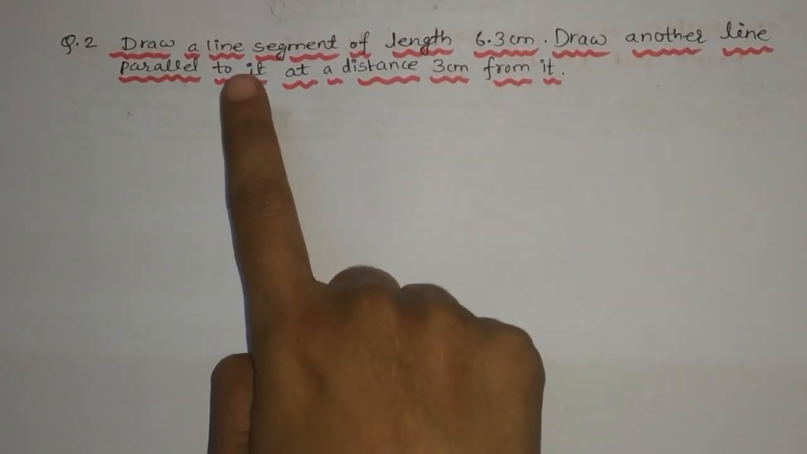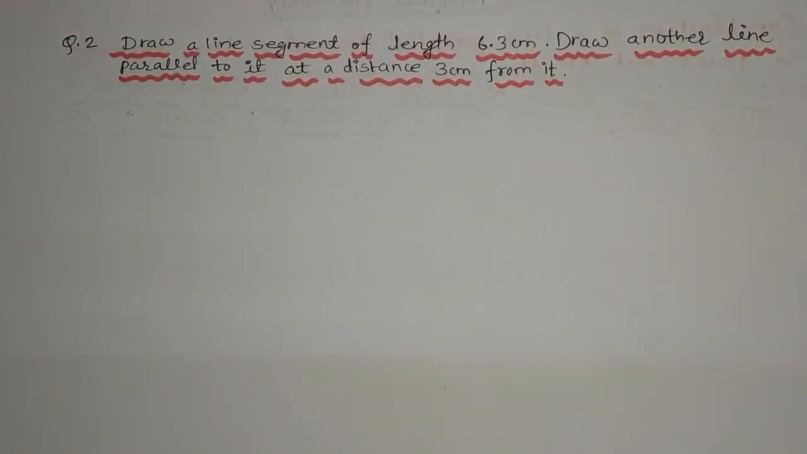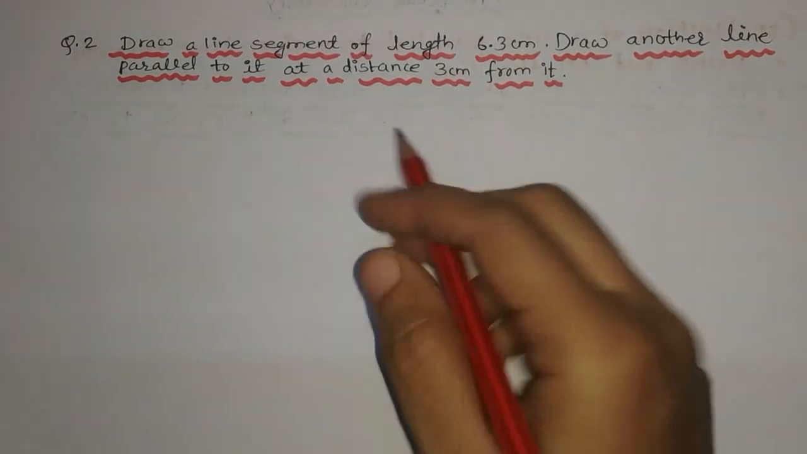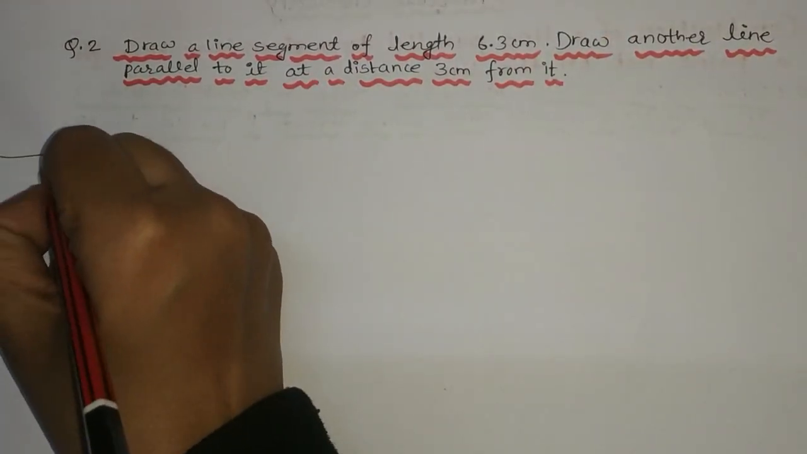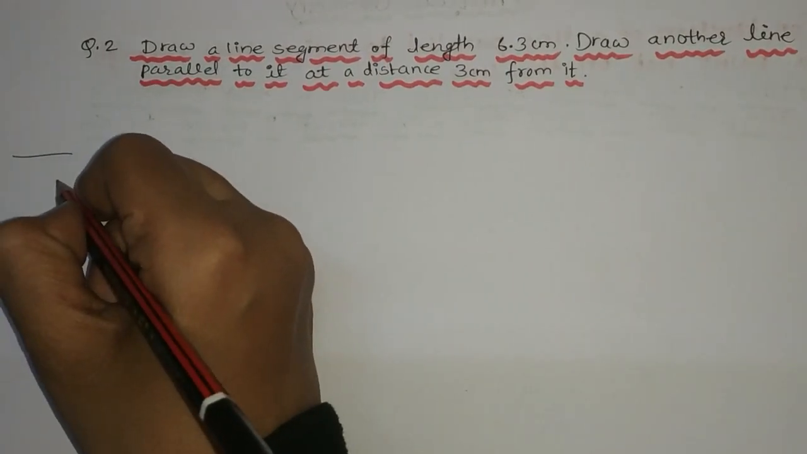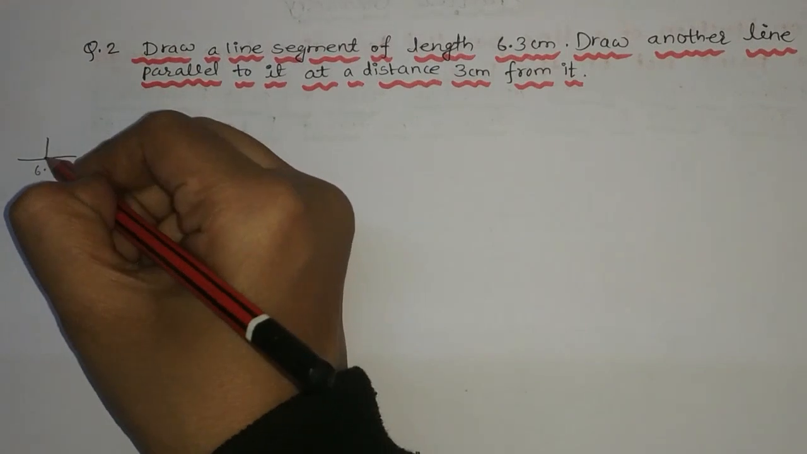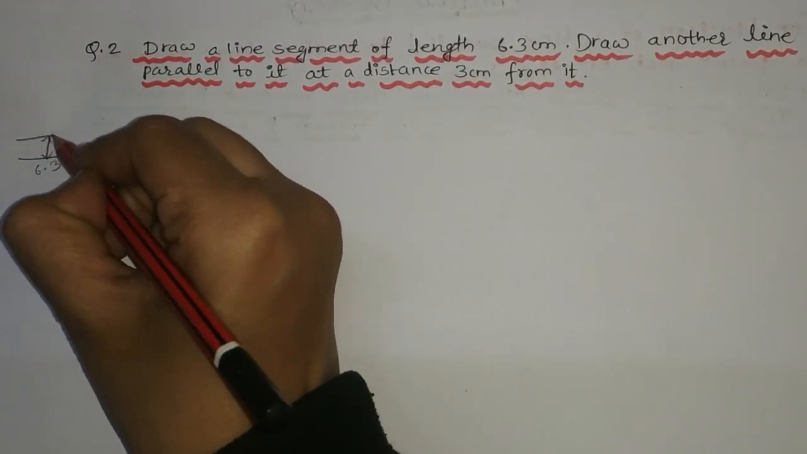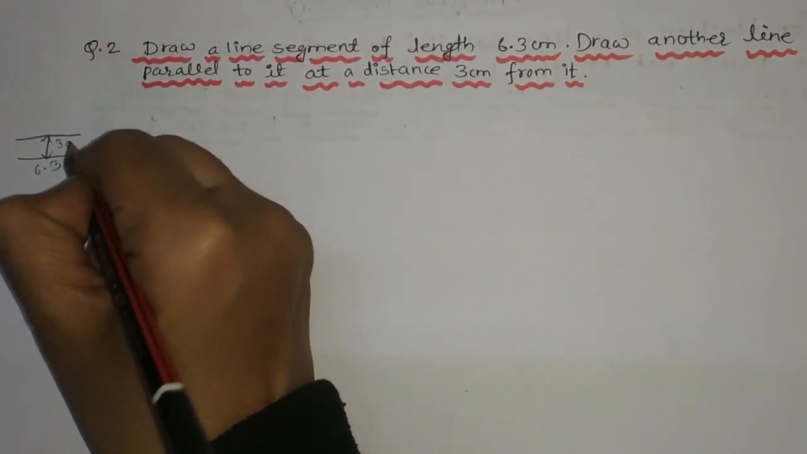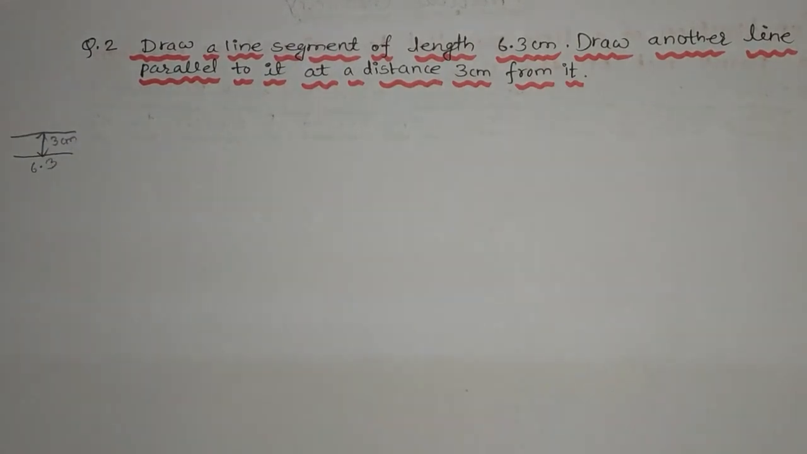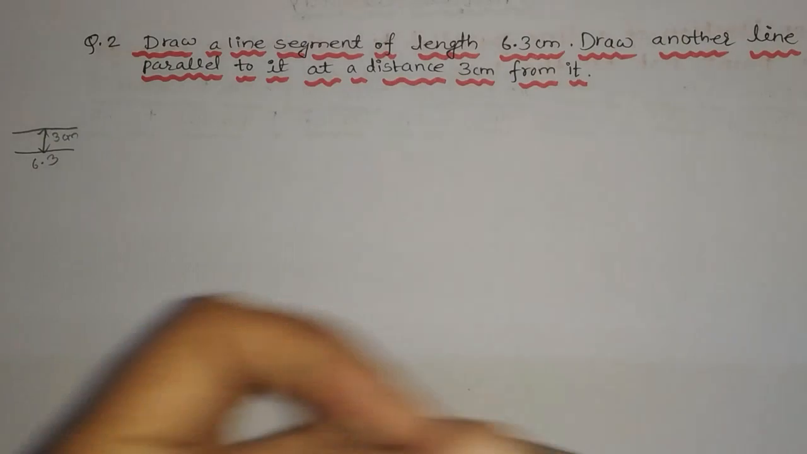Now friend, the next question is: draw a line segment of length 6.3 centimeter and draw another line parallel to it at a distance of 3 centimeter from it. I'll draw roughly here. What we have to do is take first 6.3, then draw another line parallel to it. It should be at a distance of 3 centimeter, meaning the distance between them is 3 centimeter. So let's start making the parallel lines.